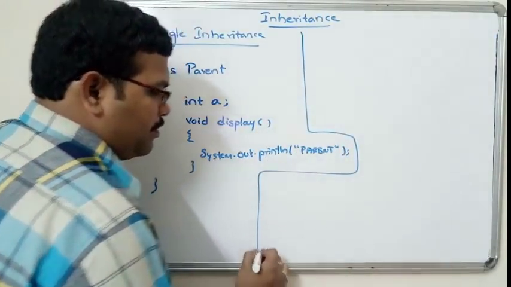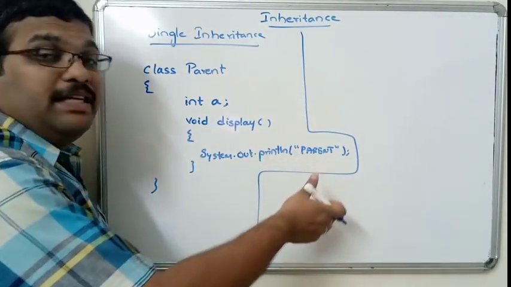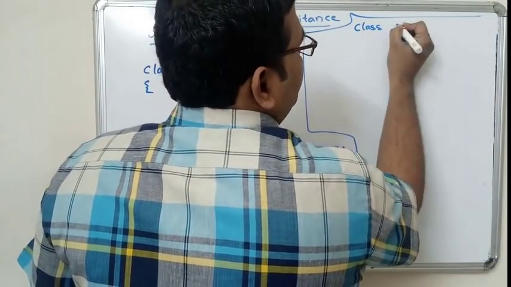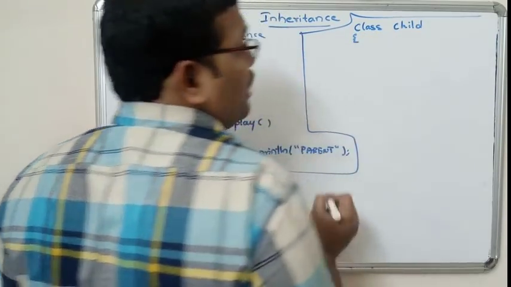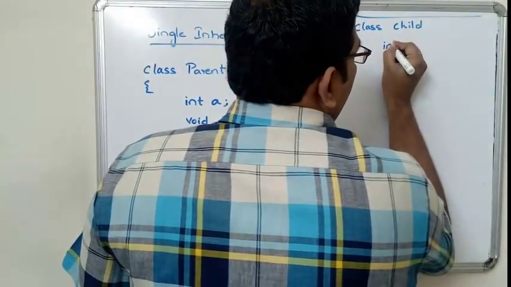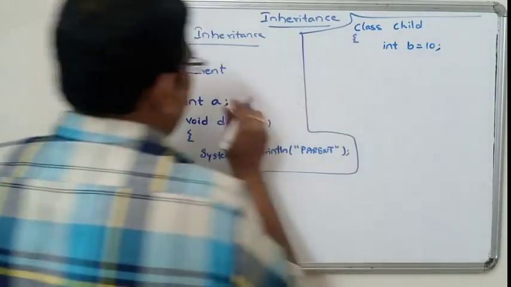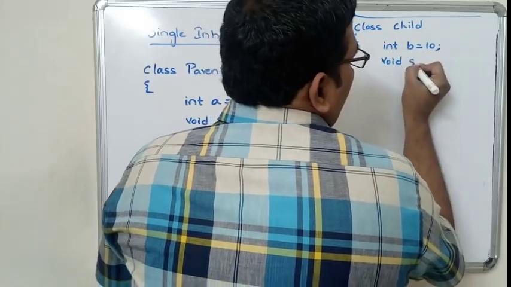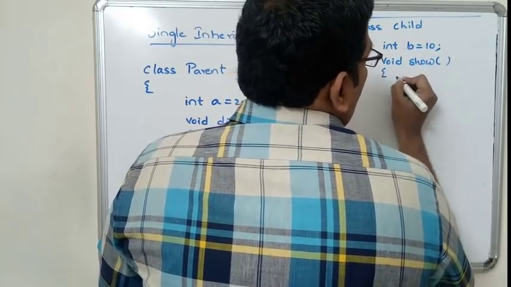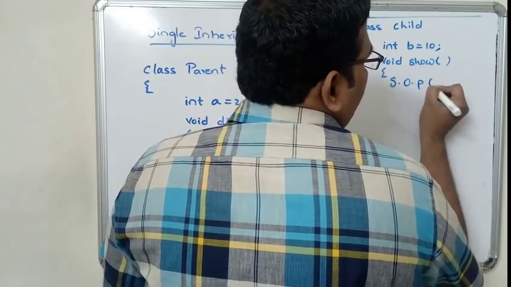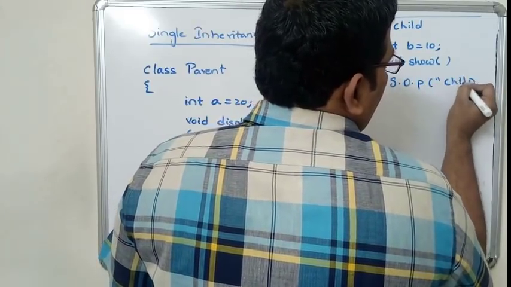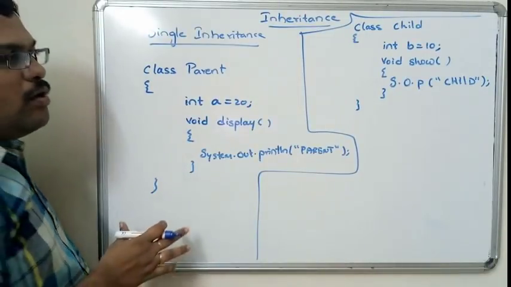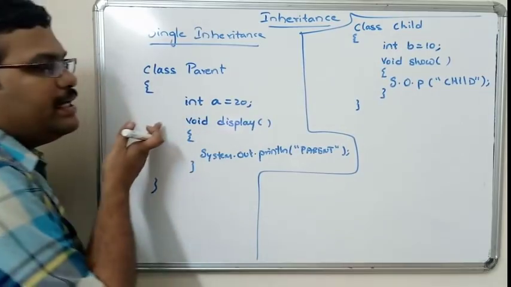Now there will be a child class which acquires the properties of the parent. Now class child, and here also I will declare one more variable, int b, and let us initialize this one to 20. Next, here also I will write some function, void show, system.out.println child, close. So now child is a derived class, parent is a base class.